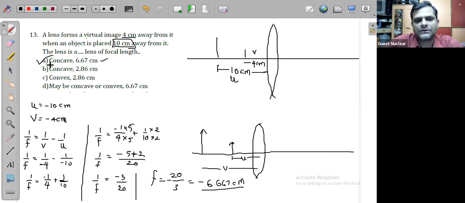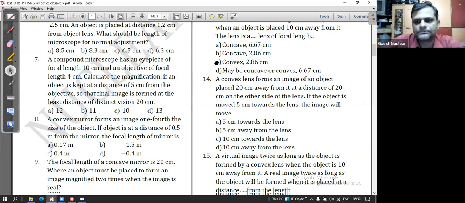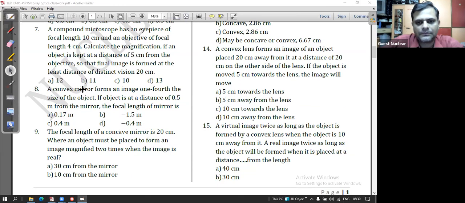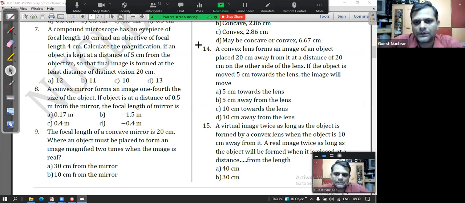Okay, nature is concave and focal length is 6.67, no doubt. So the next question. Question number 14 here.